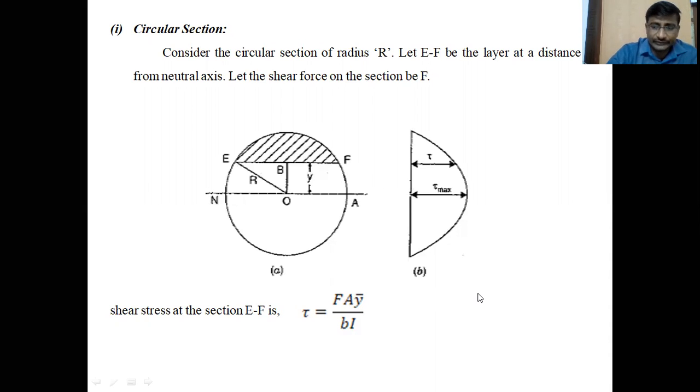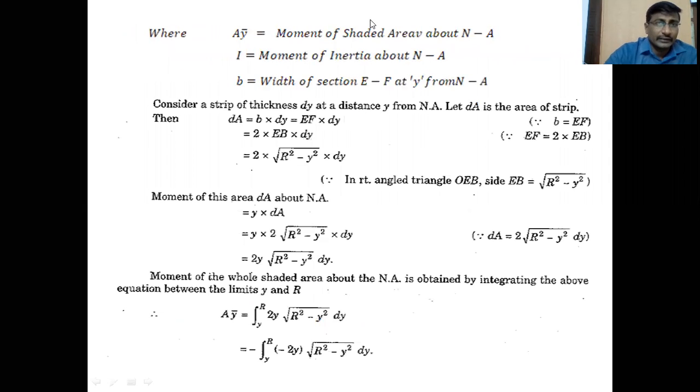Dear students, let us go for the detailed derivation. In that formula, A Y bar is the moment of the shaded area about the neutral axis. I is the moment of inertia about the neutral axis. B is the breadth or width of the section EF at distance y from the neutral axis. So B varies with respect to y; B depends on y.